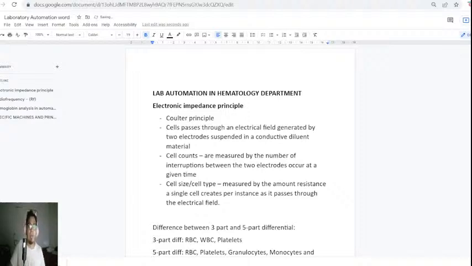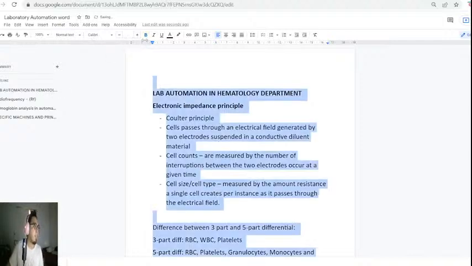Overview of the things that you might expect in terms of laboratory automation. Okay, so let me just highlight first the stuff that we're going to talk about.